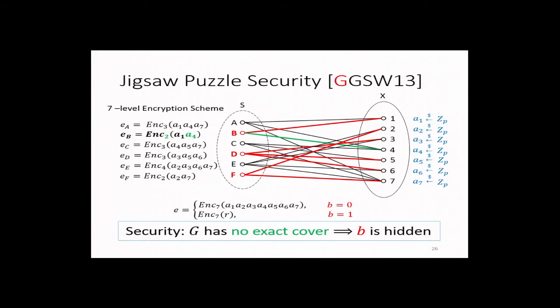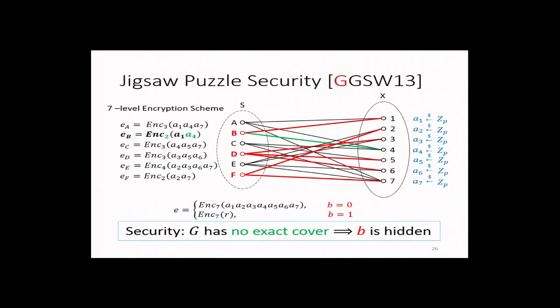The security property that we want is that if the graph has no exact cover, then the bit B should remain hidden. Okay? So what I'm going to do is remove this green edge in the graph that goes from vertex B to 4. And the removal of this edge is going to remove any exact covers in this graph. You can check. You don't have to. I went through all the cases, and it doesn't have any exact covers. But if you want, you can go through them.